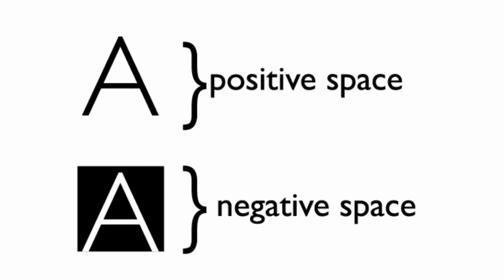Type is an element of art. If you've ever had to learn about the elements and principles of design, you'll know that one of the elements is space. Space is a critical element of type, as it can act as both positive and negative space. Typographers can create visual interest by using space effectively.